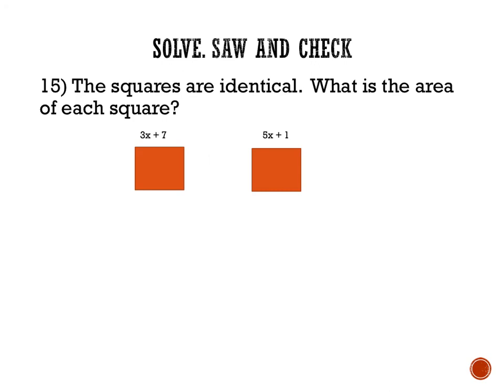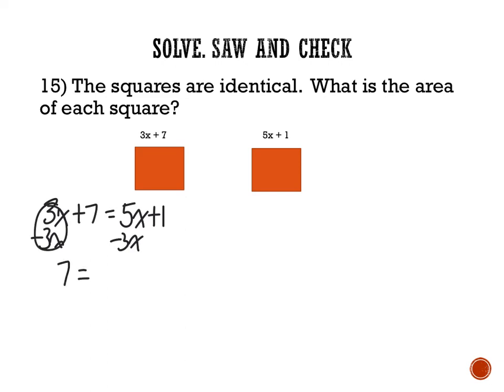Number 15, the squares are identical. What is the area of each square? Since my squares are identical, I'm going to set up an equation where each square is going to equal each other. Okay, so I have 3x plus 7 equals 5x plus 1. I don't need to distribute. I have no like terms to collect, so I'm going to collect my variables to one side. I'm going to move my 3x over, 3x minus 3x equals 0. So I have 7 over here. 5x minus 3x equals 2x plus 1.